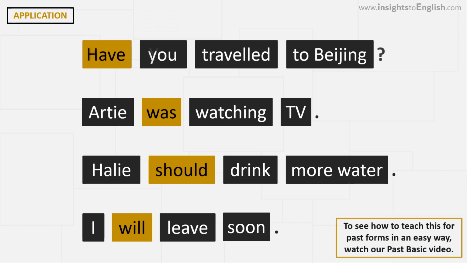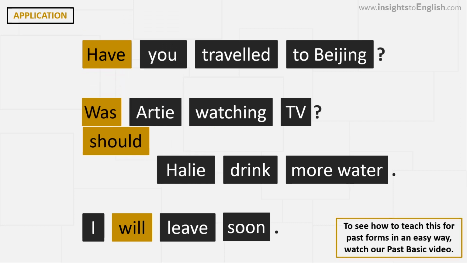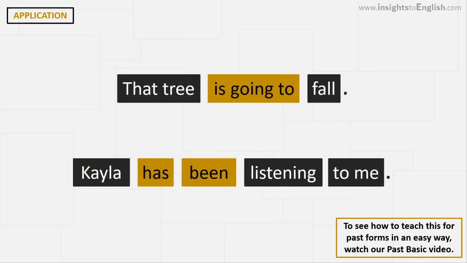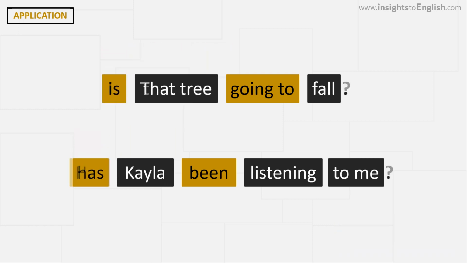As students advance, they'll see that having a helping verb at the beginning of a sentence is a consistent feature of yes-no questions. If you have multi-word helping verbs, or more than one helping verb together, you only move the first word of it. Now, you may ask, what if there was no helping verb in the original sentence?